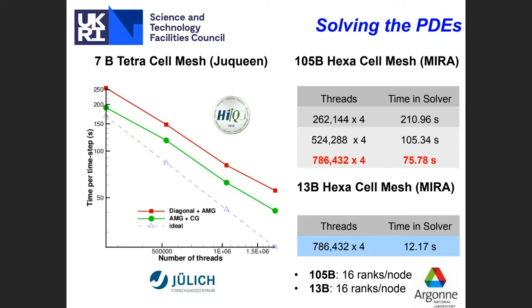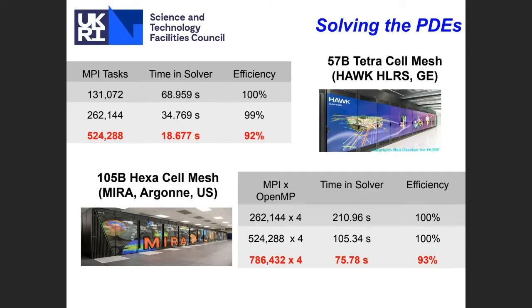The code is about 3 times faster. So that's what is highlighted in red. Now, the previous results are shown here again at the bottom, just to show the efficiency. Similar efficiency is observed on a machine called Hawk, which is very similar to Archer 2 and has been tested up to 500,000 MPI tasks with an efficiency of 92%.